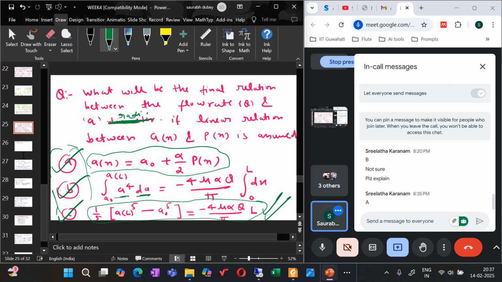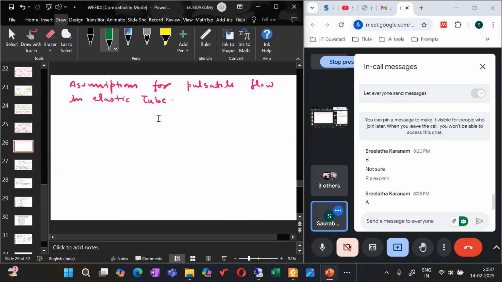Okay, so assumptions for pulsatile flow in the elastic tube. Any assumptions that you remember for the pulsatile flow in the elastic tube? What are the assumptions that you have considered? Anyone?